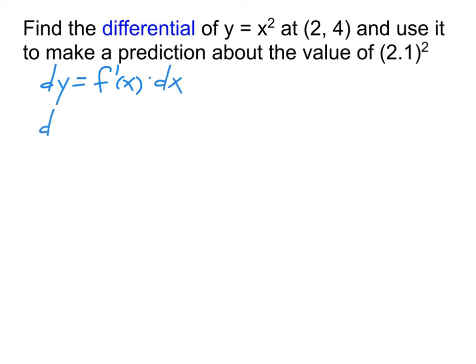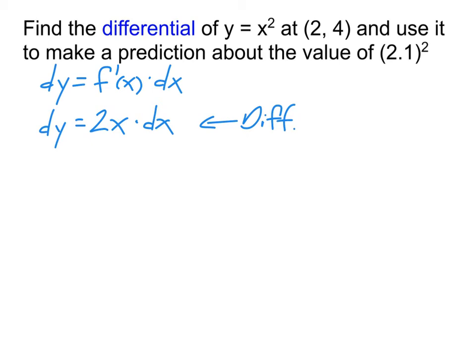So dy equals, remember we already figured out what f prime of x was, right? Because it's a nice easy one in this case. The derivative of x squared is 2x. So it's going to be 2x times dx. When it asks you, what is the differential? Find the differential. This is what it's talking about. This is the differential equation. So that's the first part.